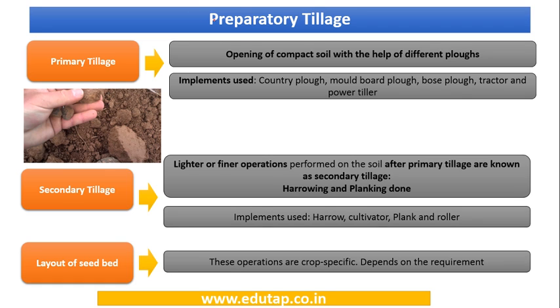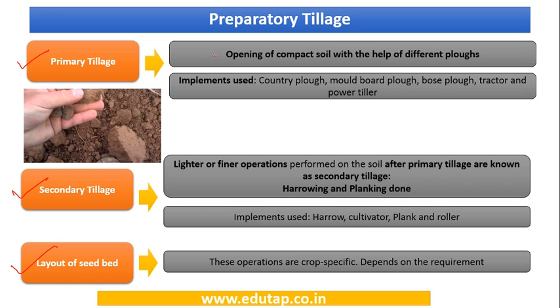Okay, now moving on to the preparatory tillage that we were discussing earlier. As we had seen, preparatory tillage is of three types: primary, secondary and layout of seedbed. When you talk about primary tillage, this is the first operation that you are going to perform on the soil. So basically when you take the soil, you can see that it is compact in nature.